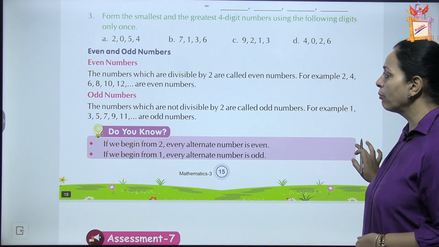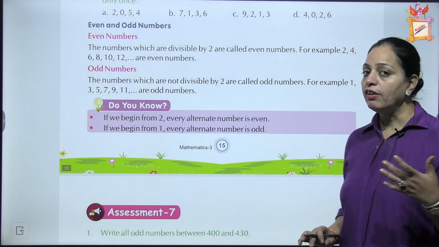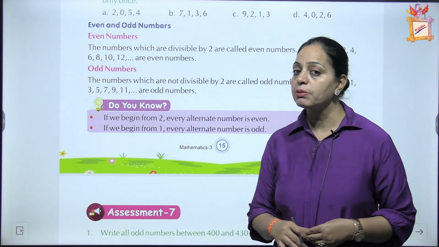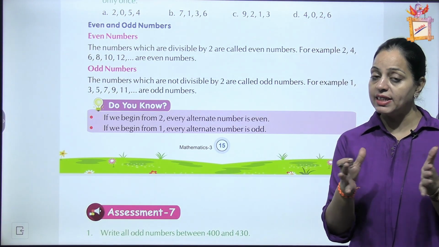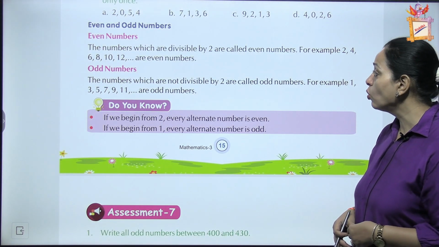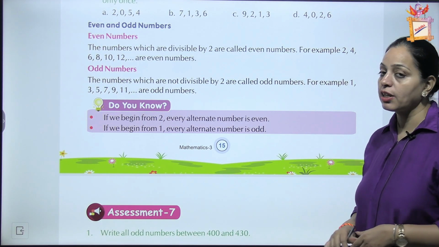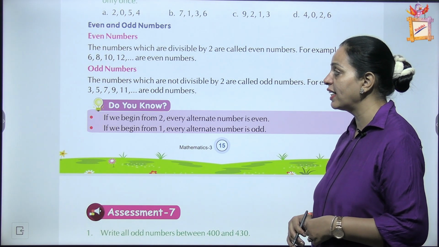Then next we are talking about even and odd numbers. Even numbers, the numbers which are divisible by 2, यानी जिनको हम pairs बना सकते हैं. So those numbers are even numbers. For example, 2, 4, 6, 8, 10, 12.